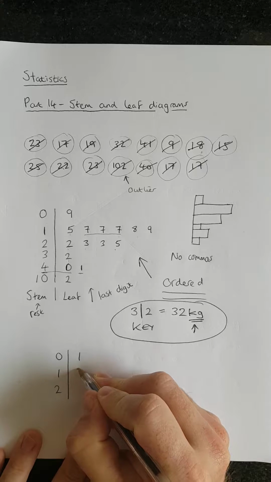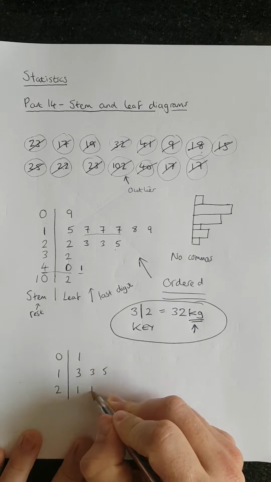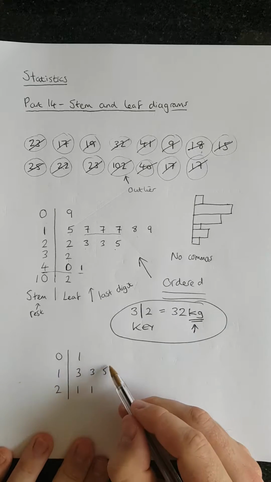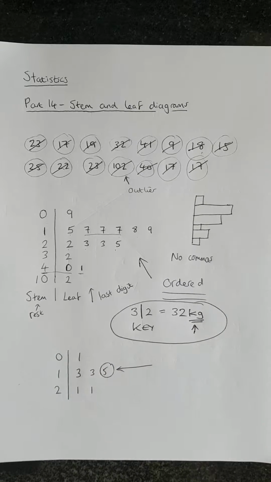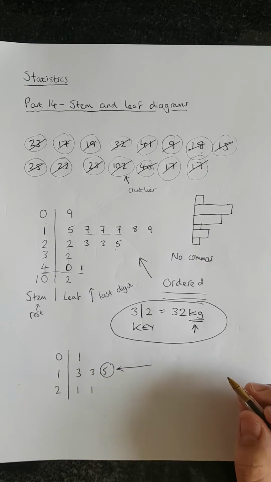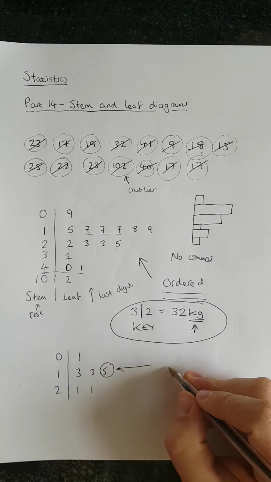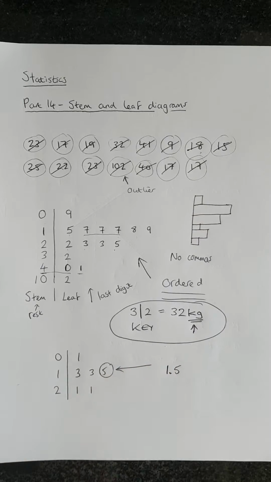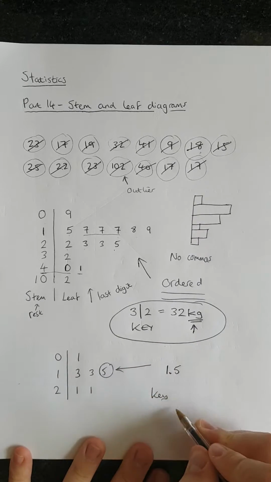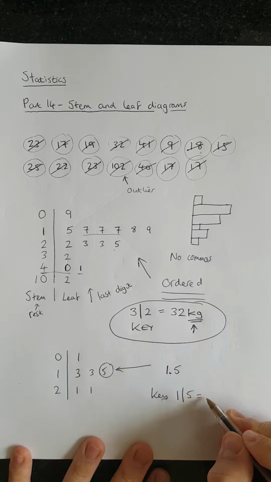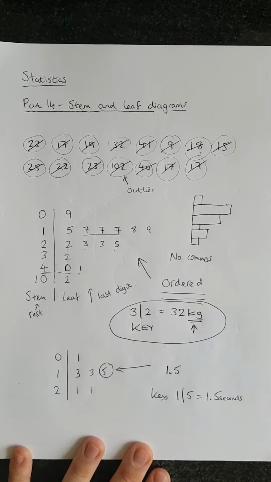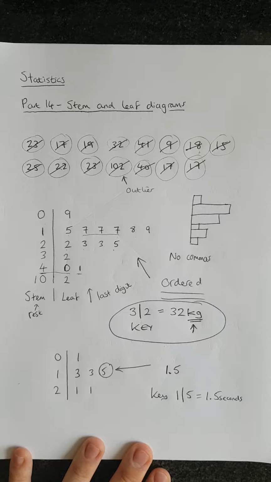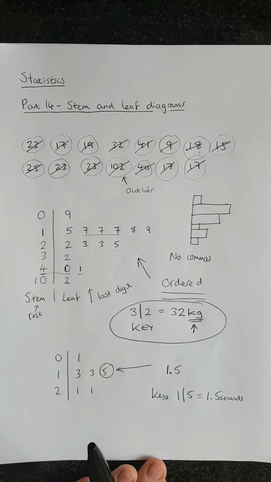Here's a different stem and leaf diagram. What number is this? So you're going to tell me it's 15, but unfortunately it's not. It's 1.5 because the key wasn't drawn. So watch out for that.